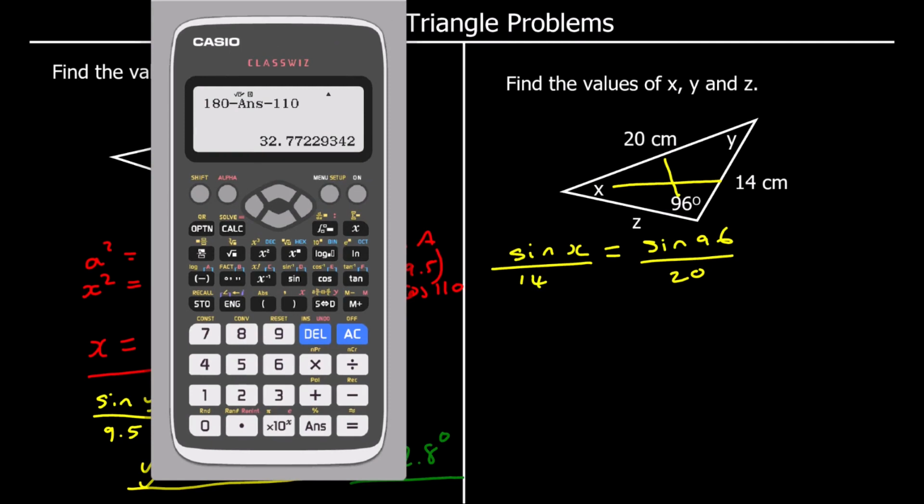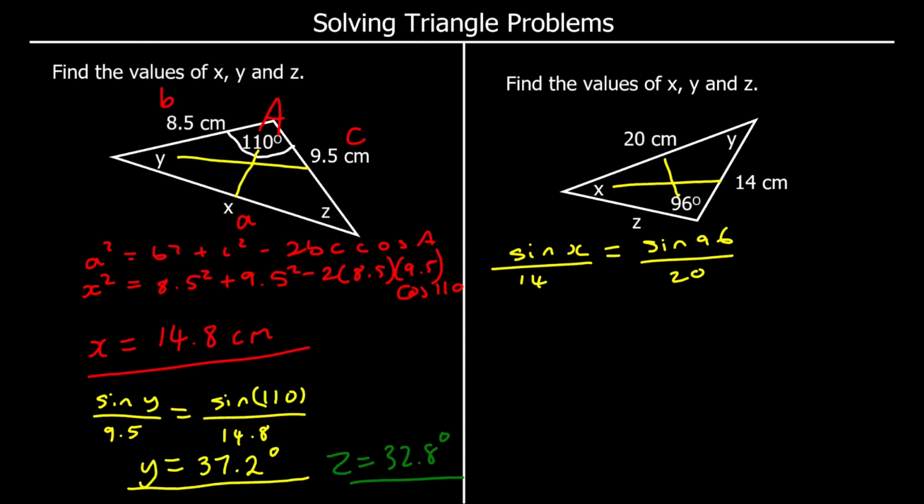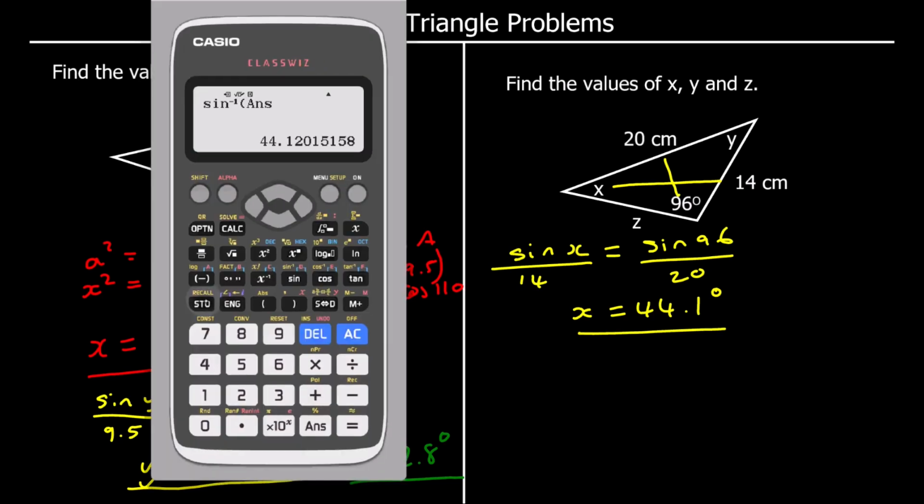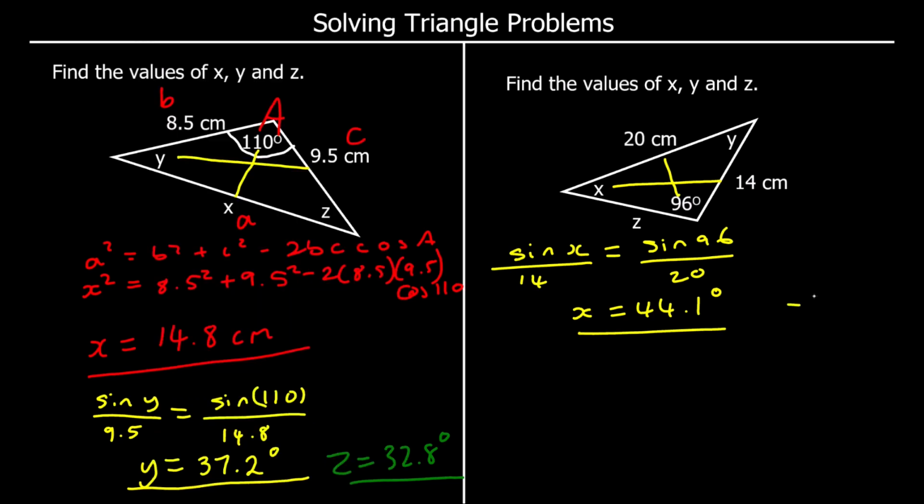So we're going to have sine 96 over 20 times 14. That's sine x. So shift sine, 44.1. So x is 44.1 degrees. And let's go straight for the other angle. Let's save it as a, just in case we need it. So that's a.